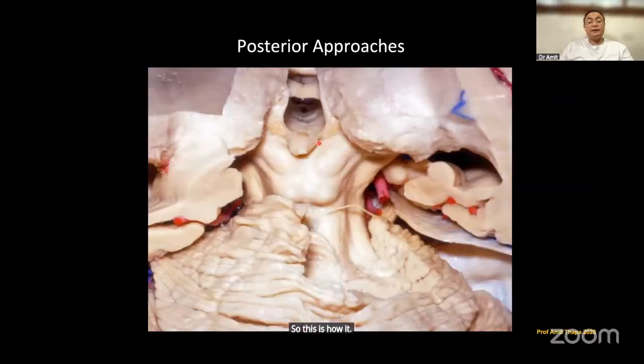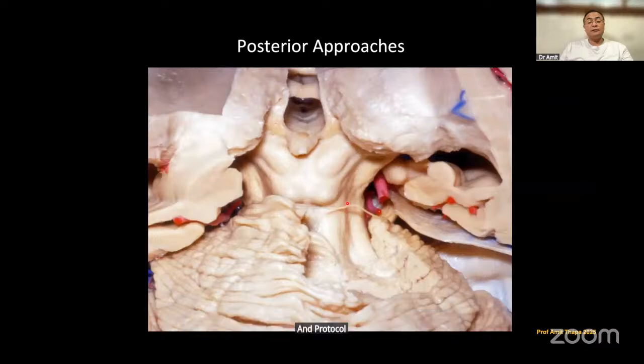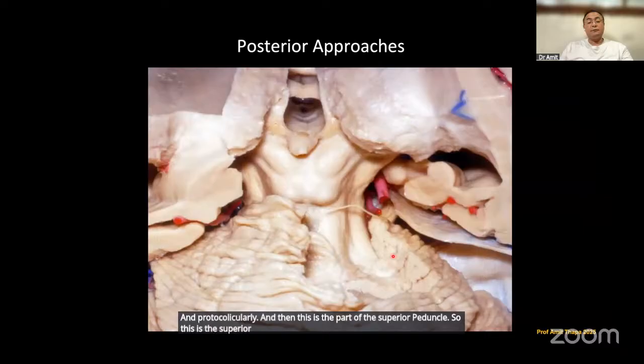So this is the pineal gland, and this is that look into the third ventricle, superior colliculus, inferior colliculus. This is the trochlear nerve coming out inferior to the colliculus, and then this is the part of the superior peduncle. So this is the superior surface of the cerebellum.